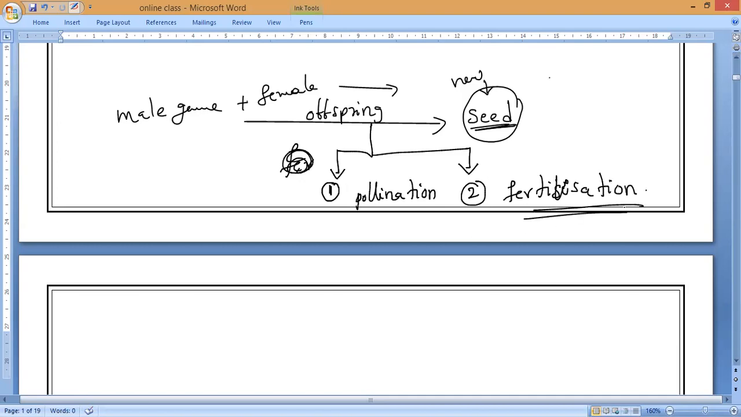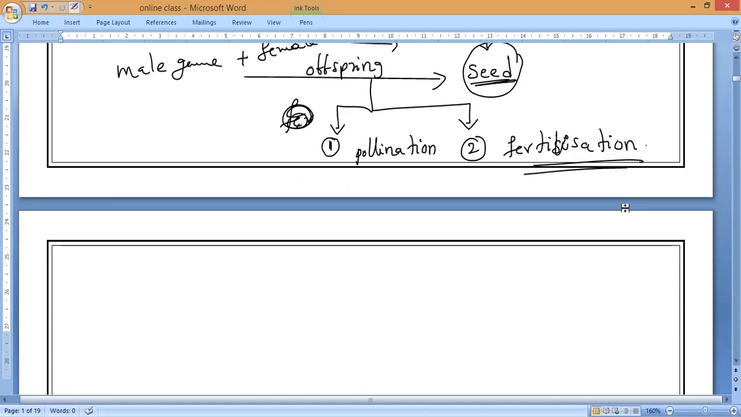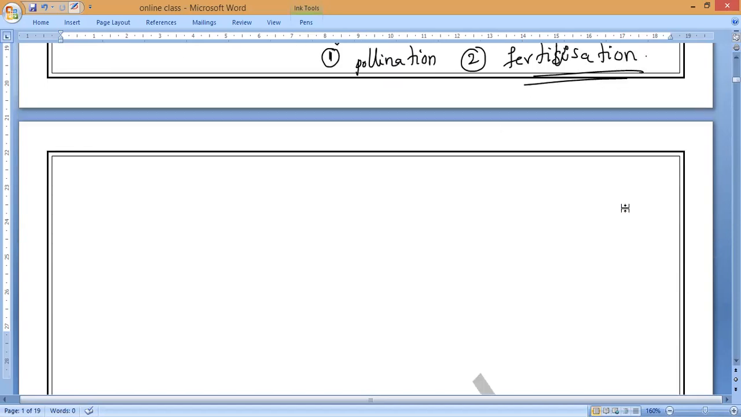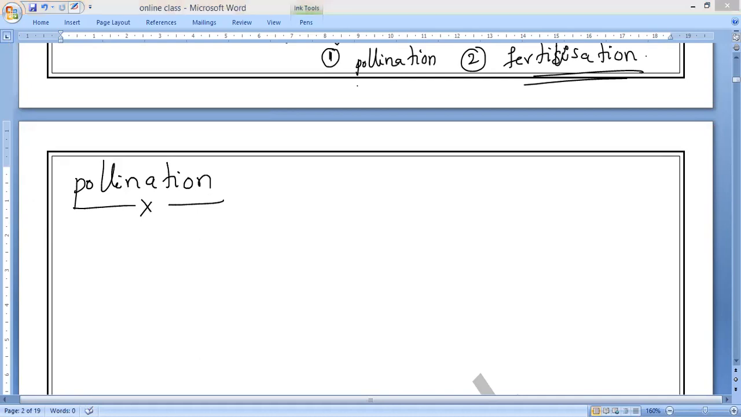So now let us come to today's class. We will see the first one alone, that is pollination. Can anybody say what you mean by pollination? You might already know that. You're already aware of it. I already told you while explaining the standard. What do you mean by pollination?